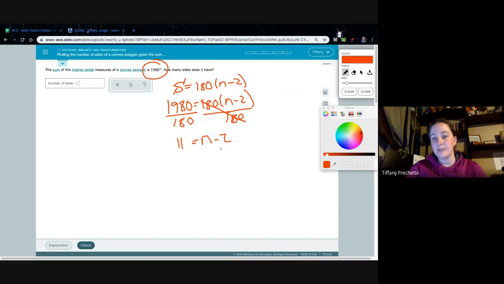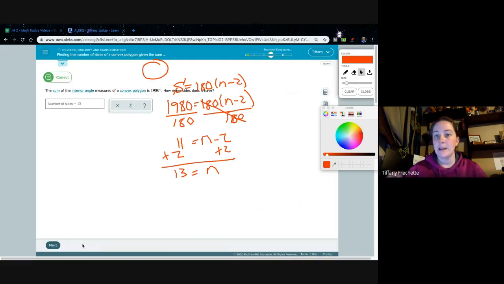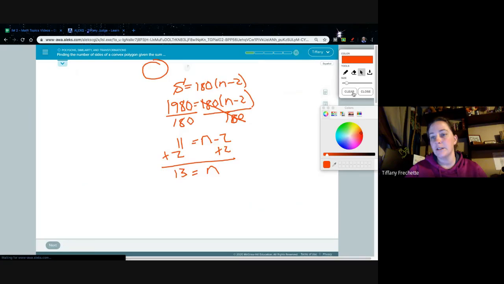So then N minus 2 drops down, and I simply add 2 to both sides to get N by itself. So I end up with 13 equals N. So this must be a 13-sided figure. So let's go 13 and check. Yay! All right, next one.